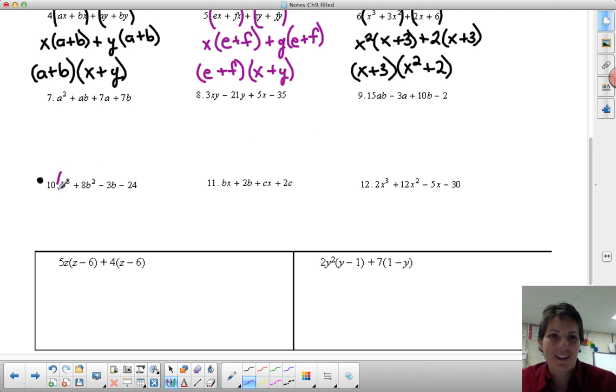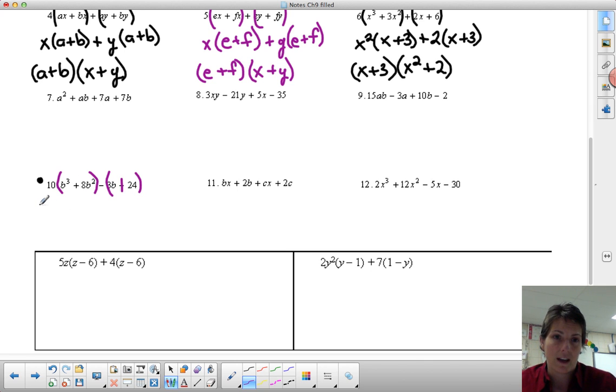Because number 10, when we go to group it, the first thing you'll notice is that we left a subtraction sign in the middle. And when we leave a subtraction sign in the middle, we have to just simply take this next sign and change it. So since it was subtraction, it became addition. If it was addition, it would become subtraction. And we go through the exact same process.